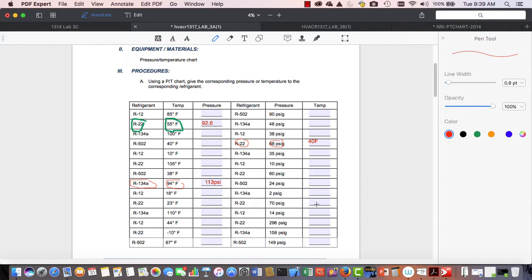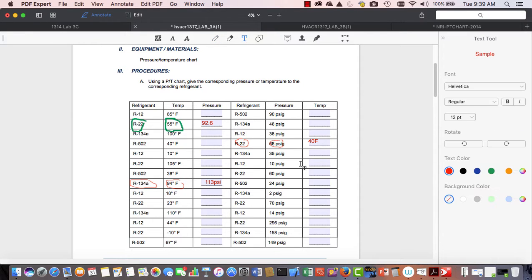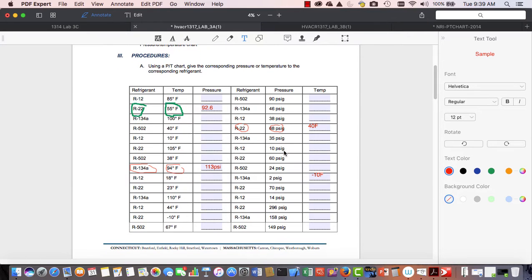So we can come in here and do the same thing. Let's make sure we get the negative sign on there. And we mark that negative 10 degrees. So that's how the temperature pressure chart works.